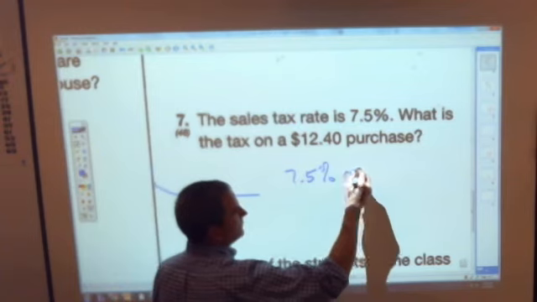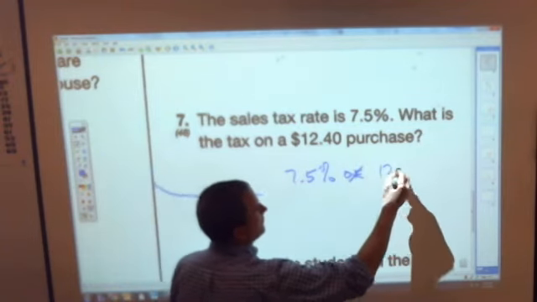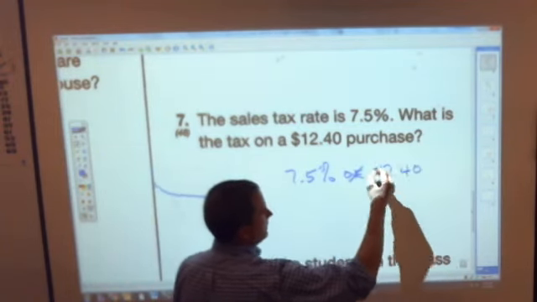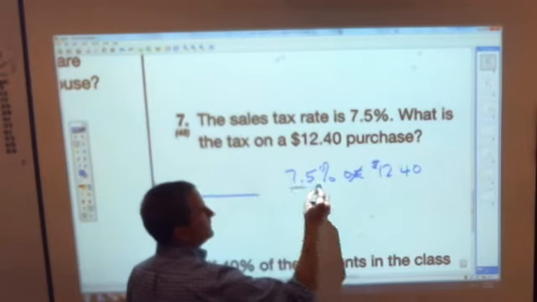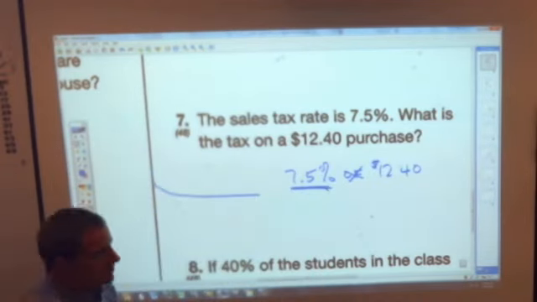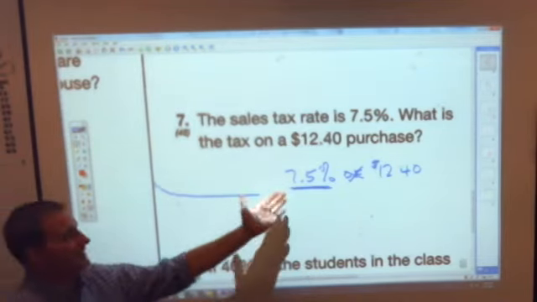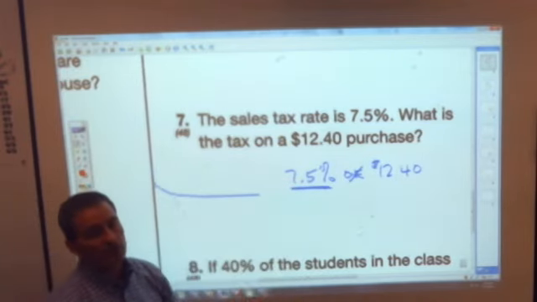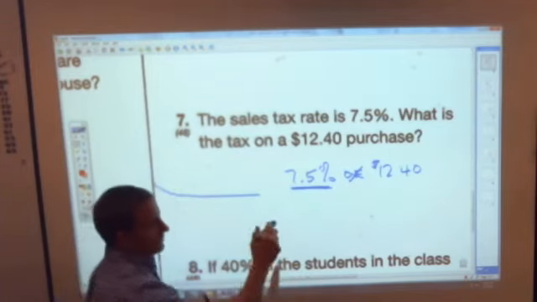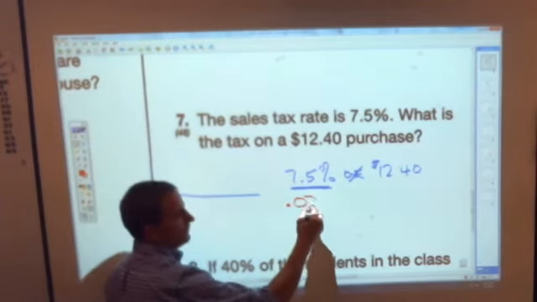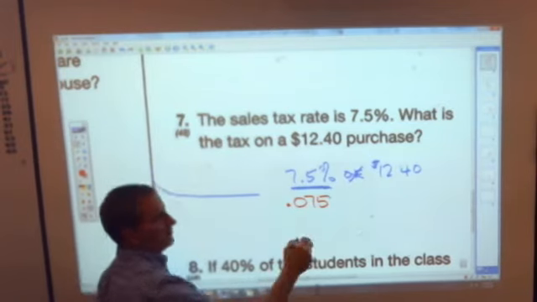7.5% times $12.40. Now the only problem with this is I need to change this from percent form into something usable, which is a decimal. How or what is 7.5 as a decimal? Remember, percent means out of 100. So you are dividing this by 100. When you divide things by 100, you move the decimal 2 places left. This becomes 0.075.